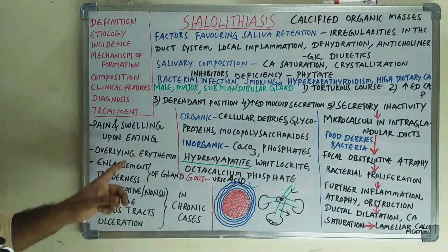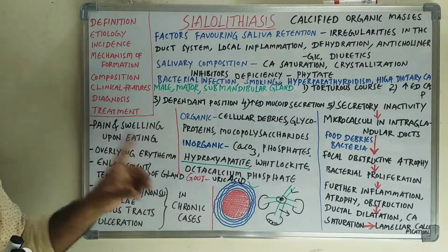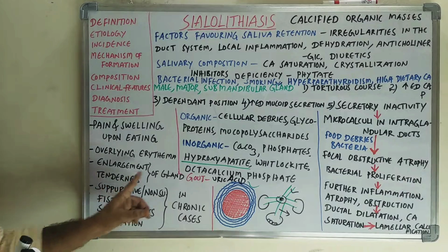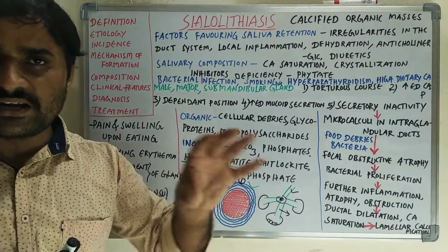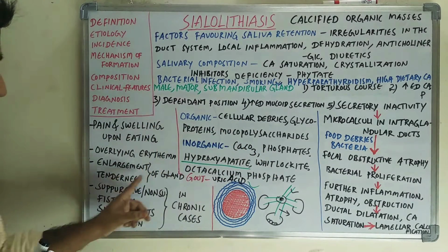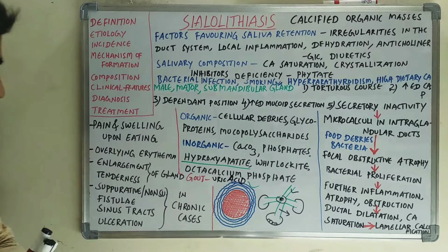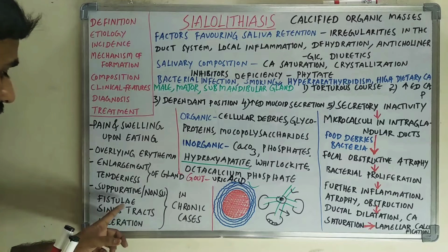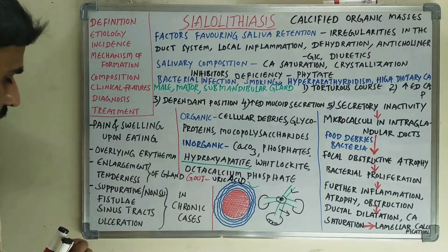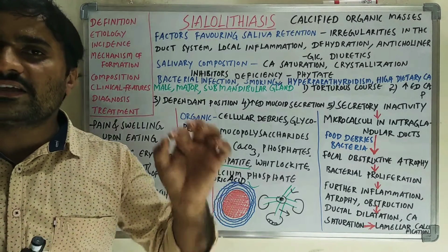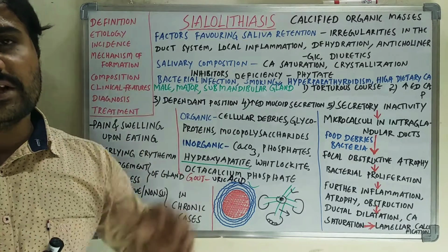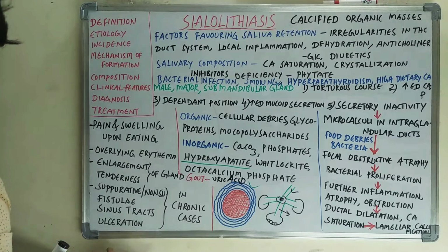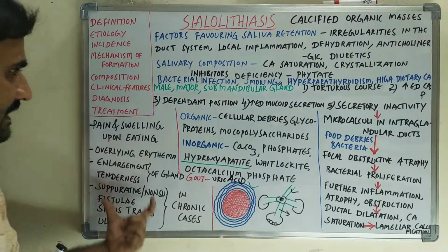And there is overlying erythema on the skin, and enlargement and tenderness of the gland. Often there is enlargement and tenderness of the gland, and suppurative or non-suppurative discharge will be there. Otherwise, fistulae or sinus tract and ulceration will occur in chronic cases. If there is long-standing salivary calculi, then you will see these features, right? These are the clinical features.